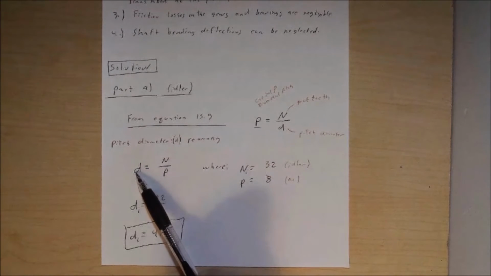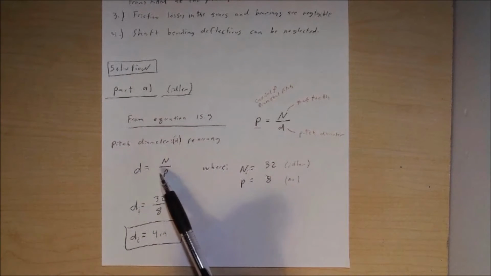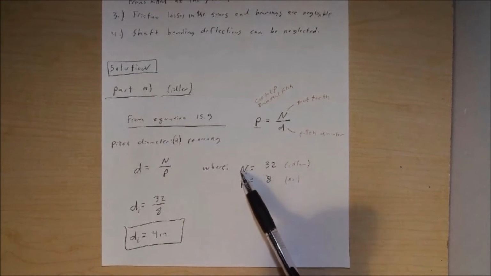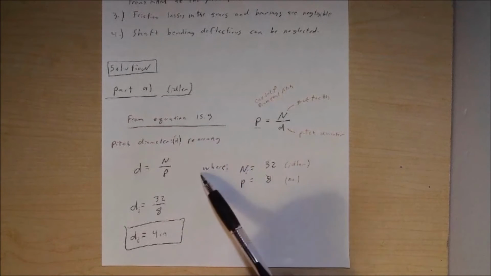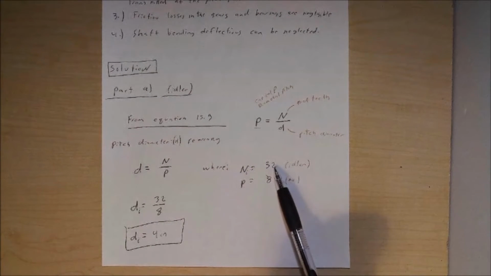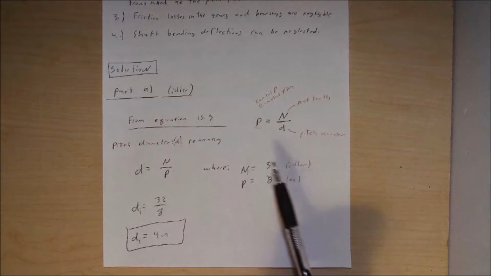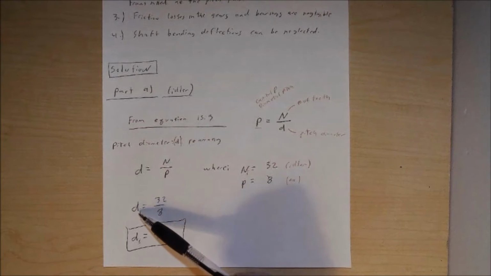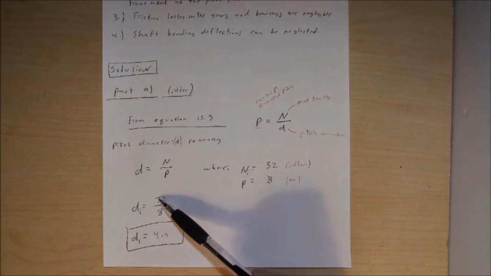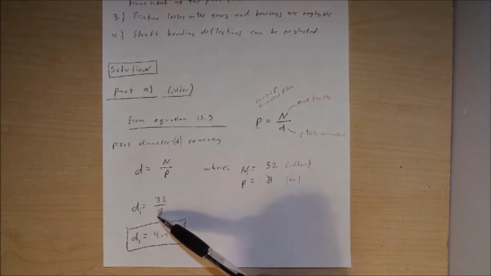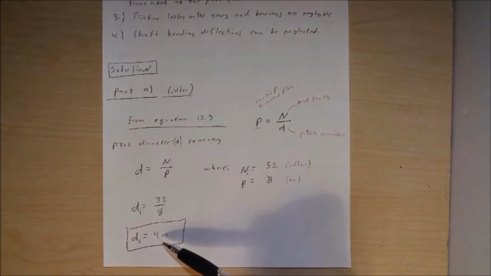So rearrange this, and our diameter d is equal to n over capital P, where we have now our n is for our idler here that we're dealing with for our specific case, n sub I is equal to 32 teeth, and our capital P, our pitch, is equal to 8, again, for all three of our gears now. Plug in our known values here. D sub I, our diameter for our idler, is equal to the number of teeth of 32 divided by our pitch P. So our diameter is equal to 4 inches for our idler.